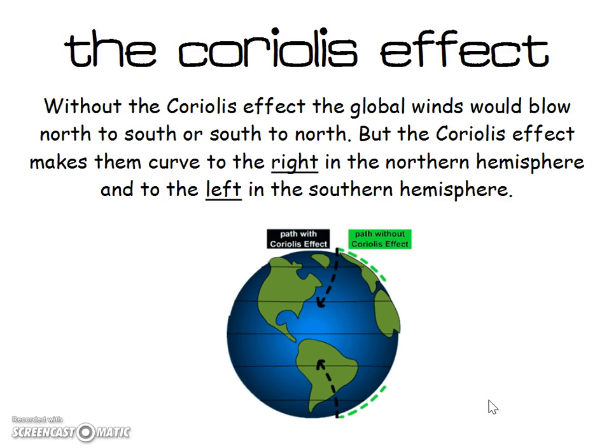Without the Coriolis effect, the global winds, which we're going to talk about in a minute, would blow north to south or south to north in a straight line. But the Coriolis effect makes them curve to the right in the northern hemisphere and to the left in the southern hemisphere. Make sure you know that.